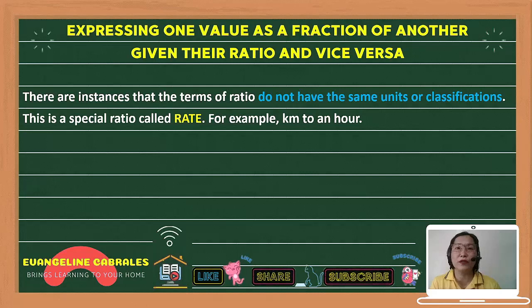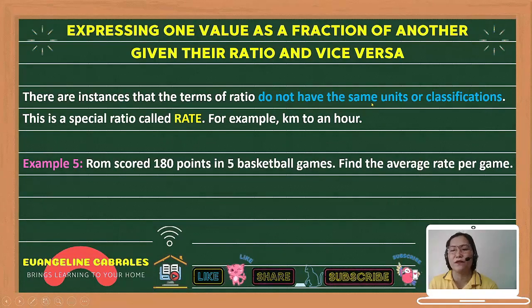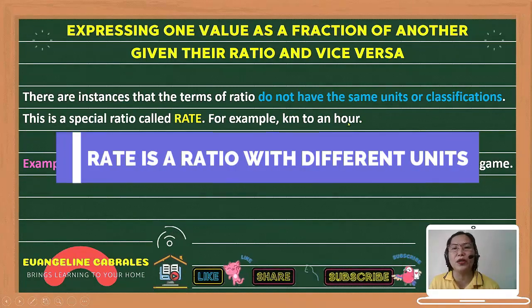So, those are the equivalent ratios. There are instances that the terms of a ratio do not have the same units or classifications. This is a special ratio called rate. For example, kilometer to an hour.